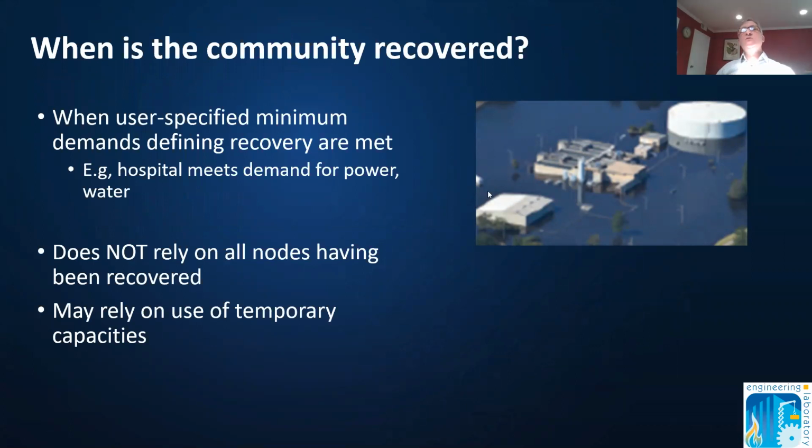Now, when is the community recovered? In the current model, it's when the user-specified minimum demands are met. So for example, in that network, that utilities node could be the hospital. When it gets a minimum level of power and a minimum level of water, we say it's recovered. And that's a user-defined notion, and it can be placed on multiple nodes, need not be one node.